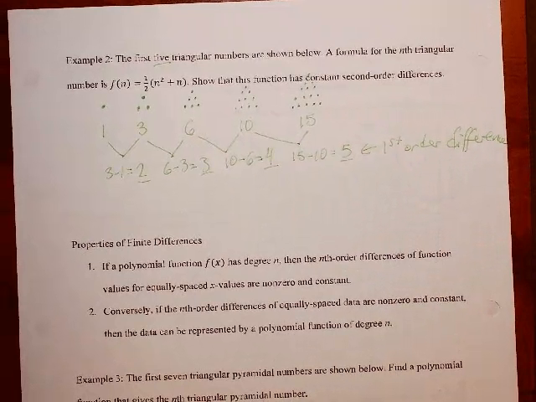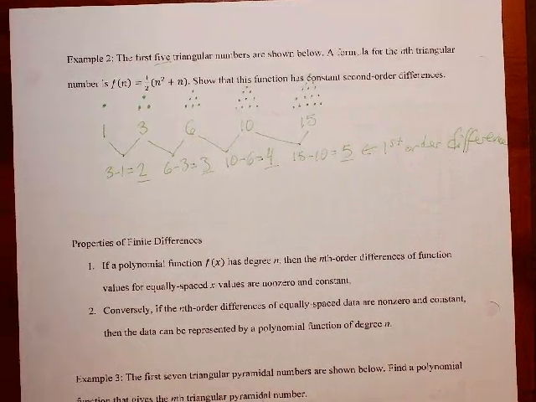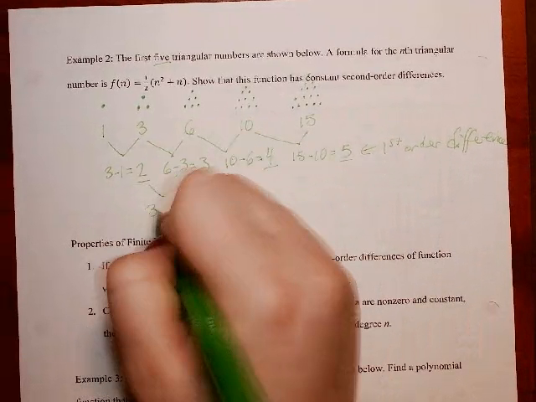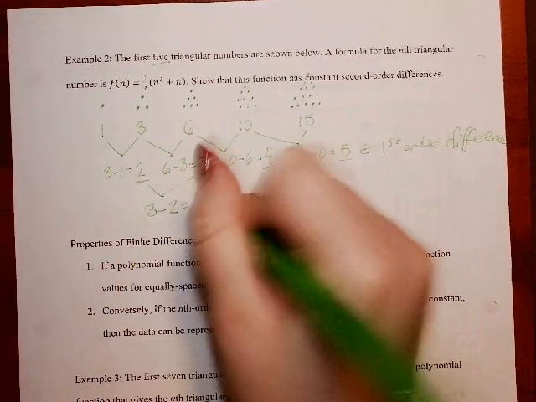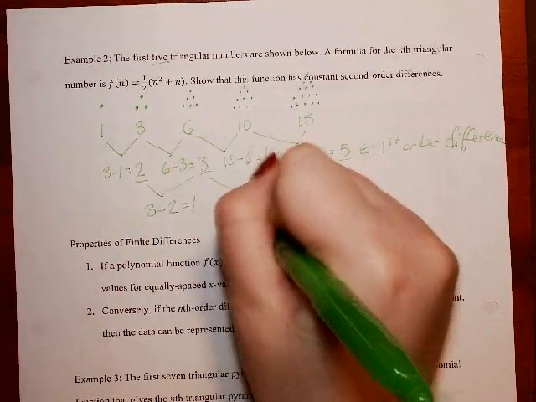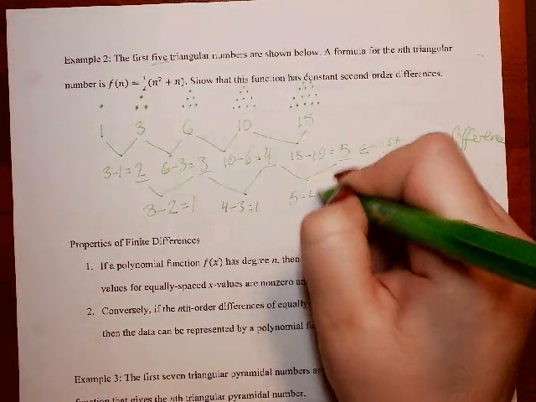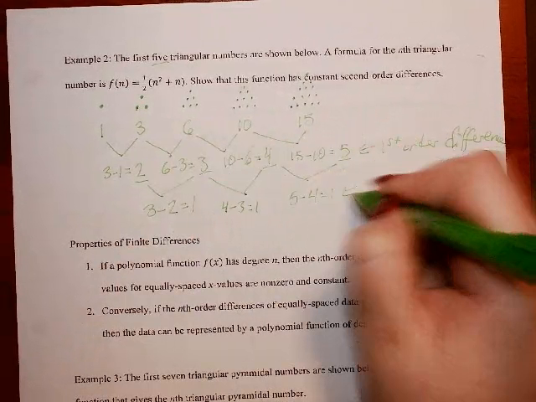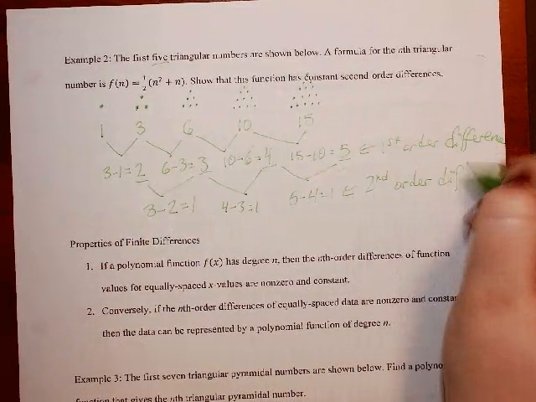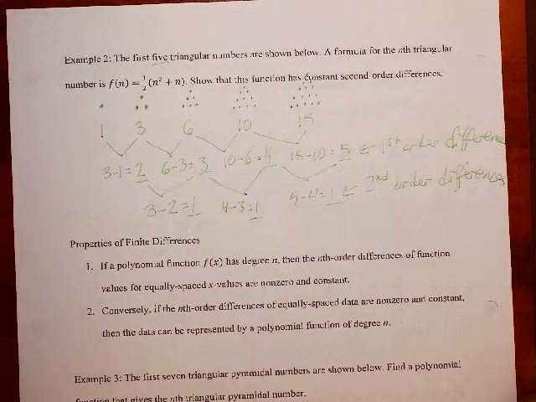So we are going to do another difference. So 3 minus 2 is 1. 4 minus 3 is 1. 5 minus 4 is 1. So my second order differences are constant. So I have shown that we have constant second order differences.